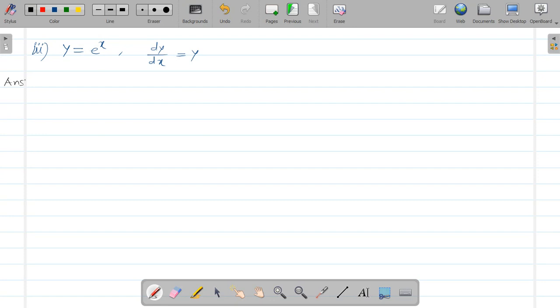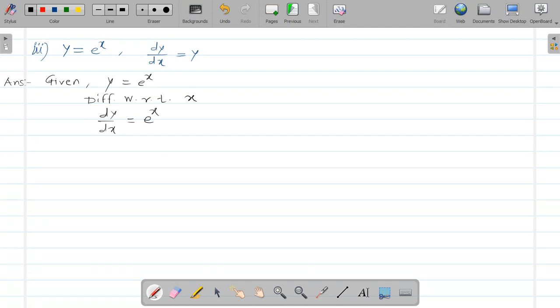First of all I will write the given function. So here the given function is y is equal to e raised to x. Now we have to verify whether this is a solution of the given differential equation or not. So first of all we have to differentiate this given function with respect to x. Then what will you get? Differentiating with respect to x, you will get dy by dx is equal to the derivative of e raised to x, which is e raised to x.